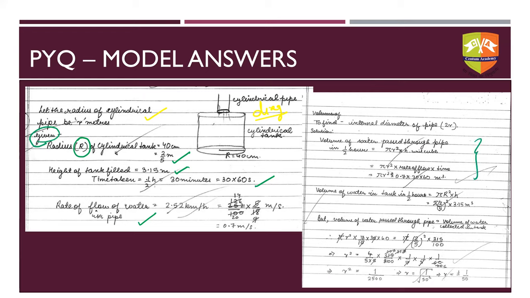And then the solution here. So for a 4-marker or 5-marker question, it deserves these many steps. So please make sure. The volume of water in the tank in half hour is this much. But the volume of water passed through the pipe is equal to the volume of water collected in the tank, and all that. Equations written, and hence how to solve. Getting it, how to solve? So this is how you have to demonstrate.